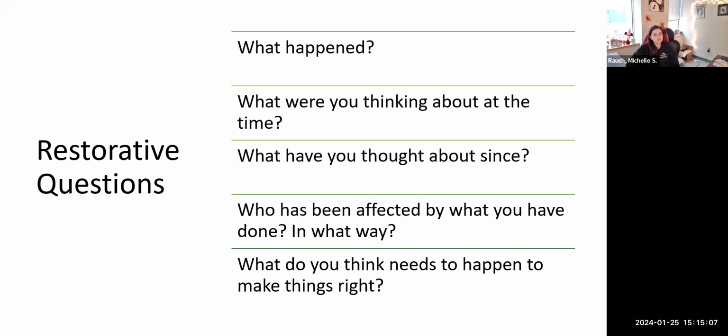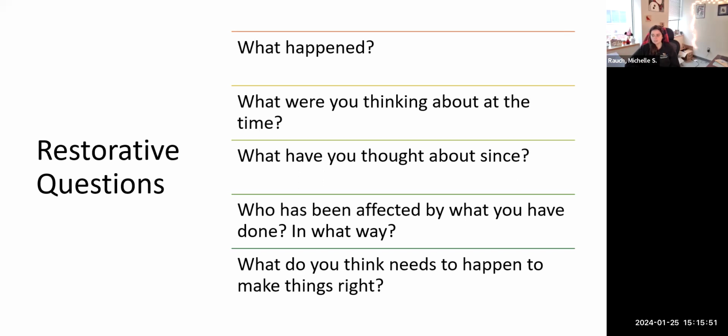That leads me into: who has been affected by what this person has done, and in what way? In situations involving conflict, somebody's going to be affected by it. Somebody's going to be affected by a decision that was made, or by something that was done. So who was affected by that, and how were they affected? Is the person who is what we would refer to as the harming party, the person who has caused harm or contributed to some type of conflict, able to identify how they've impacted other individuals, and who they've impacted? And then, what do you think needs to happen to make things right?